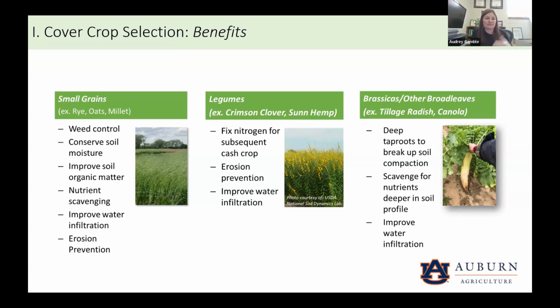And then these are also good for erosion prevention, water infiltration. Legumes, we want to use those for fixing nitrogen for the subsequent cash crop. This is a picture of sun hemp, a summer legume cover crop that's really good for nitrogen fixation. And then brassicas and other broadleaves can have deep tap roots that help to break up soil compaction and also scavenge those nutrients deeper into the soil profile.